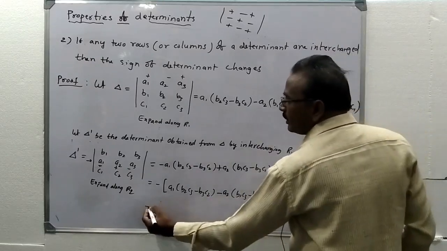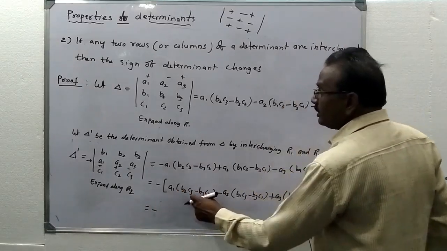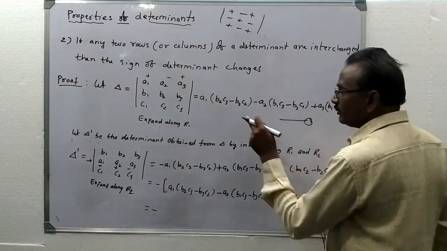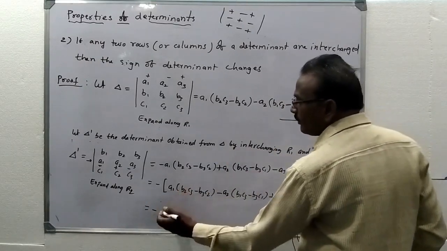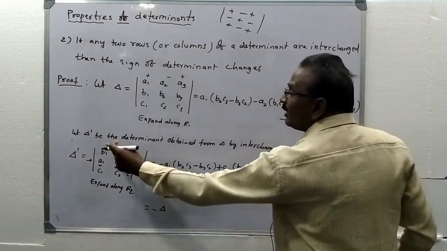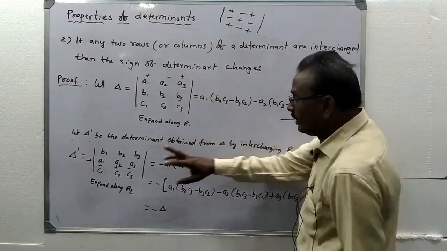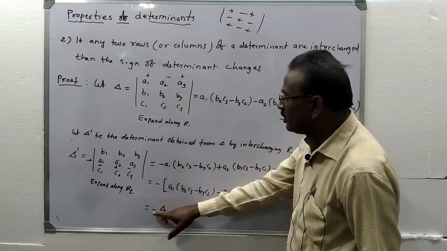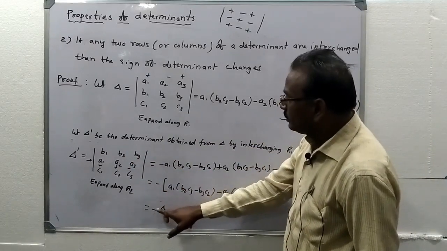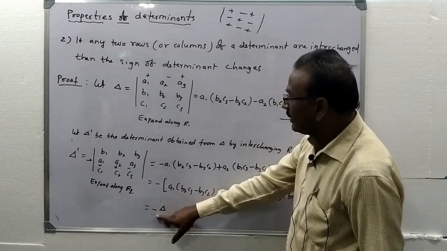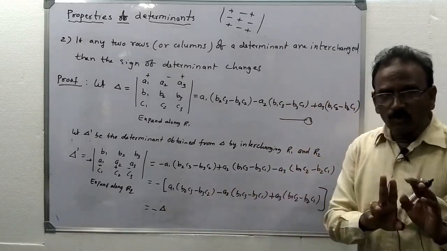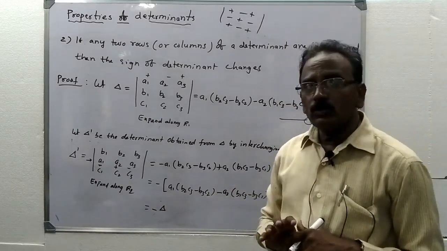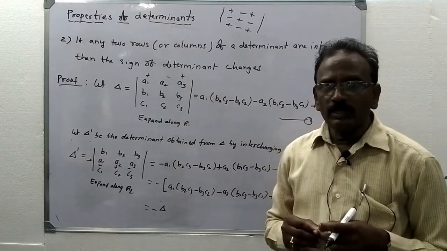So this is minus, this value is from equation 1. The value of this inside the bracket is delta. So therefore delta dash is equal to minus delta. If we interchange rows, the sign of determinant changes, that is minus delta. So the sign of delta, plus, becomes minus. Therefore when we interchange any two rows or two columns, the sign of determinant changes.